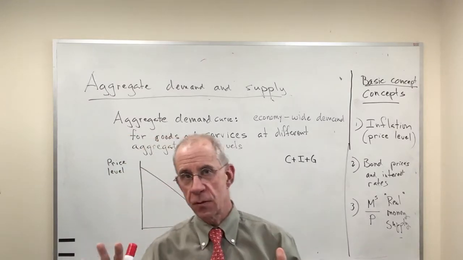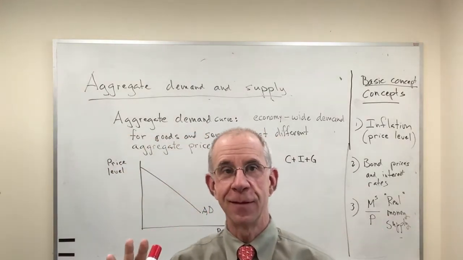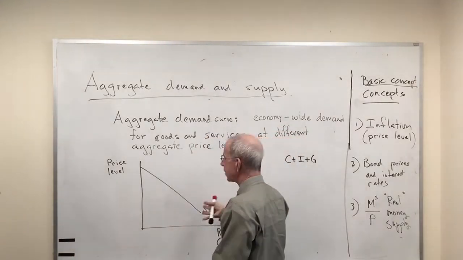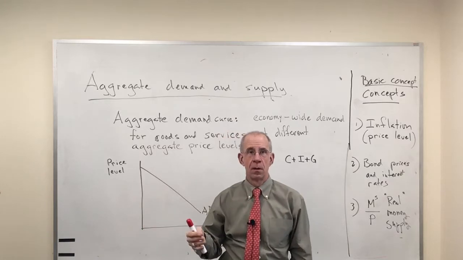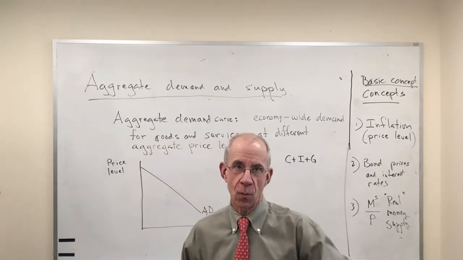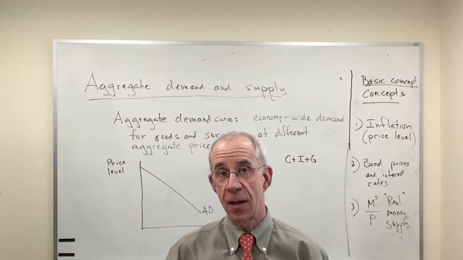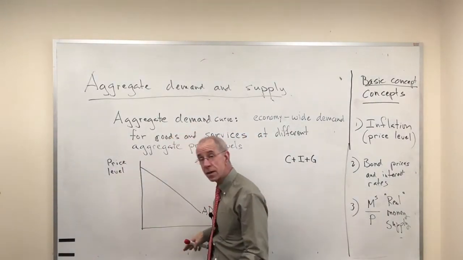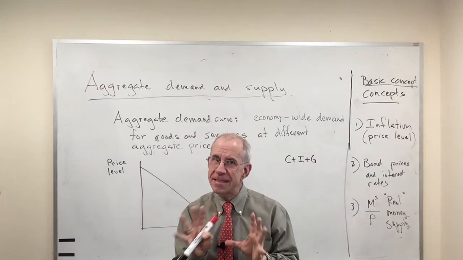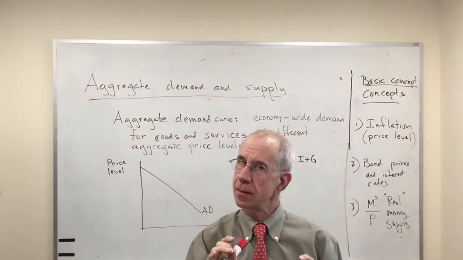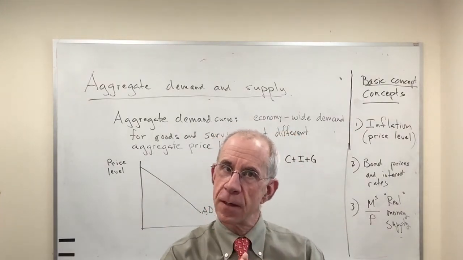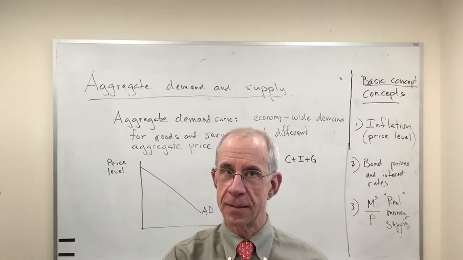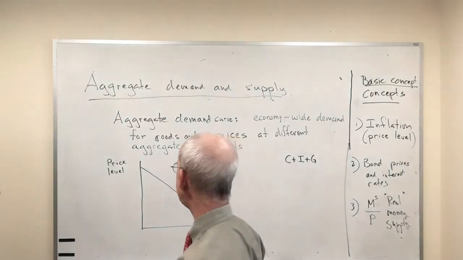Now, many students will look at this and say, oh, well, it's like a demand curve for wheat. Price goes up, your quantity demanded goes down, where this was the price of wheat and the quantity of wheat. This is a bit different. So don't get those confused. It looks the same, but it's a different set of relationships that underlie this aggregate demand curve.